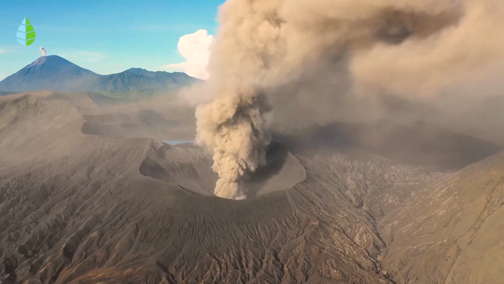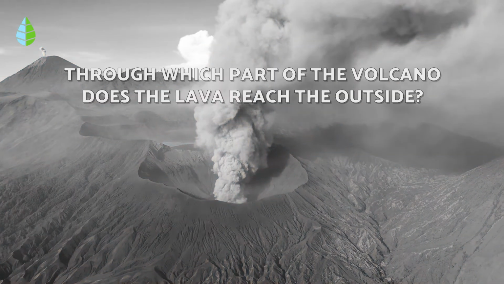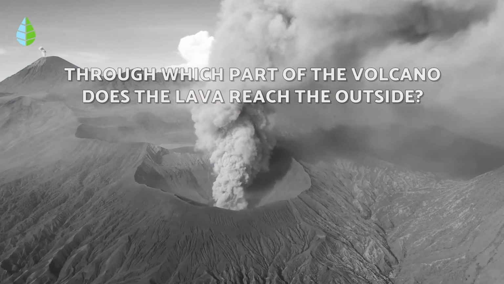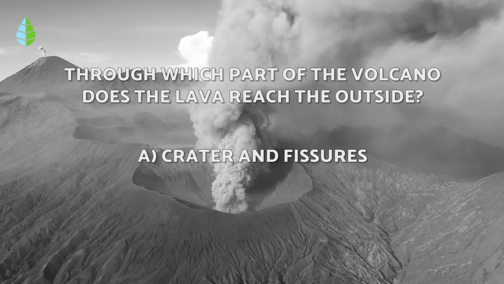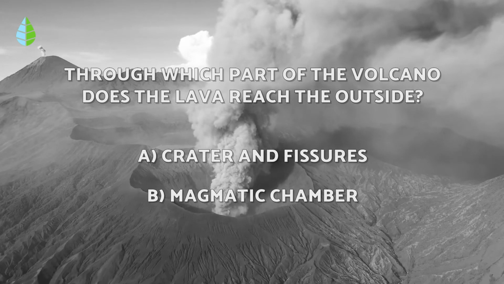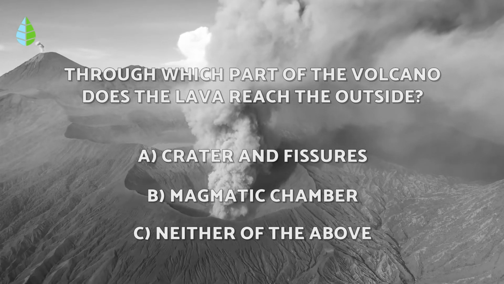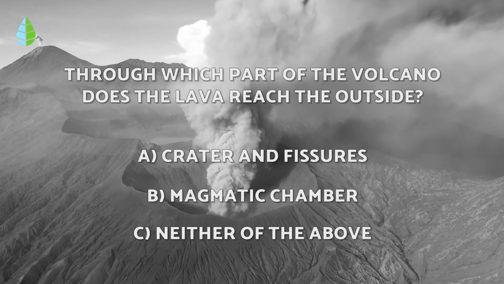Before we continue, let's put you to the test. Through which part of the volcano does the lava reach the outside? A. Crater and fissures, B. Magmatic chamber, or C. Neither of the above. Think about your answer and check back at the end of the video to see if you're right.